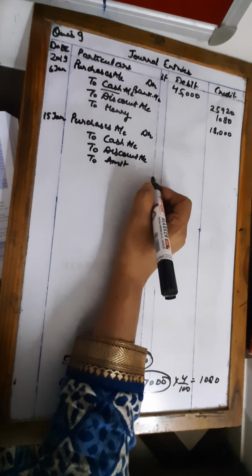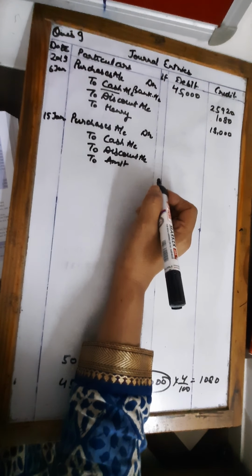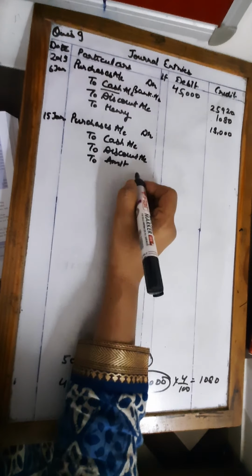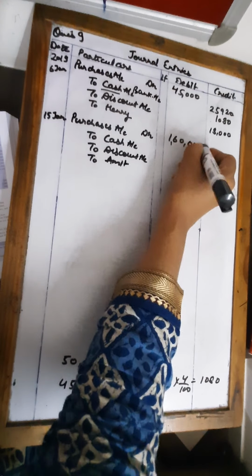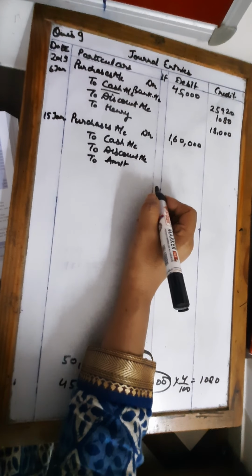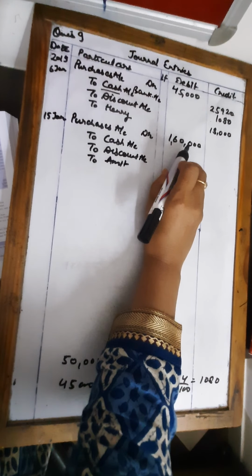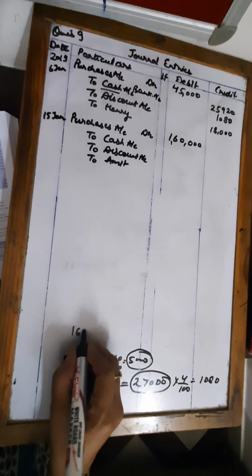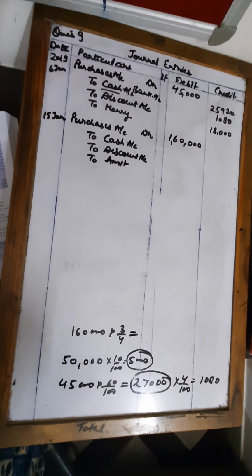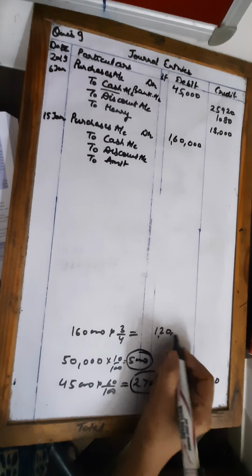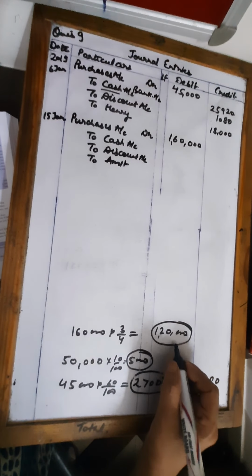So here trade discount is 20%. First you deduct the trade discount. 2 lakh into 20 upon 100, that is 40,000. 2 lakh minus 40,000, 1,60,000. Here first we deduct the trade discount. After deducting, for the 3/4 you have to calculate on this value which they are paying through cash. 1,60,000 into 3 upon 4 is equal to 1,20,000. On this value you have to calculate cash discount.